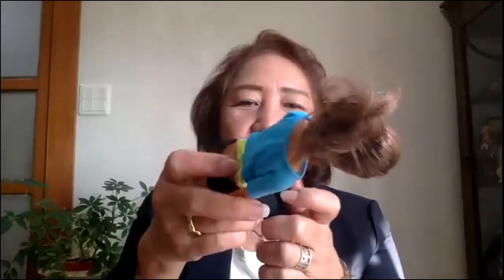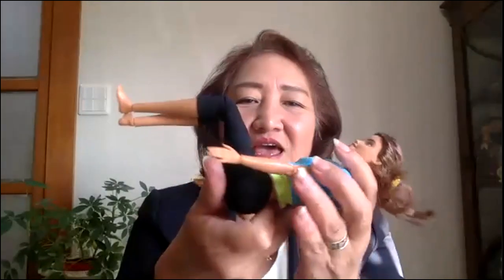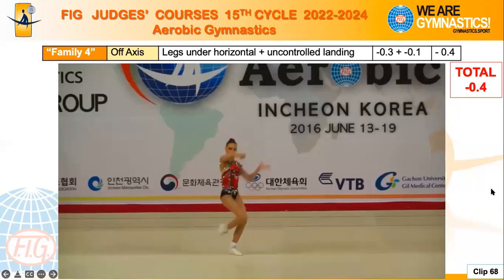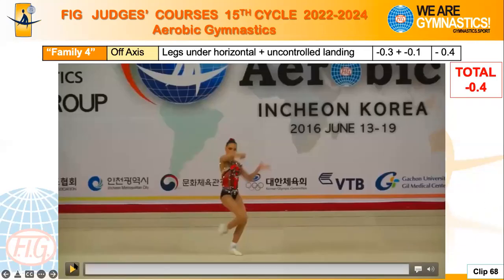That's why when this person is twisting and the body is turning, that is the correct technique of off axis. But it's very difficult. That's why the value is pretty high. But we would like to see good execution of this off axis if you're going to do it. Okay, so one more time, legs under horizontal and uncontrolled.